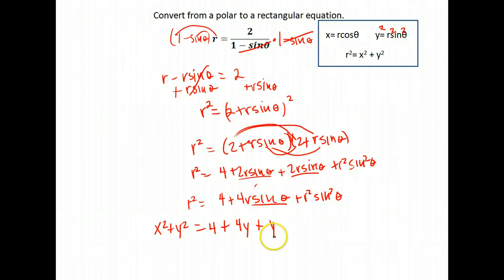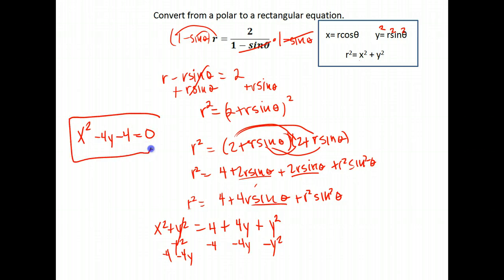Okay, so replace that with a y squared. All right, let's bring everything to the same side. So here's my y squared. If I subtract from both sides, they cancel. I'm going to subtract 4 from both sides, and I'm going to subtract the 4y from both sides. Sorry, that got a little ugly because I ran out of room. But I end up with x squared minus 4y minus 4 is equal to 0.